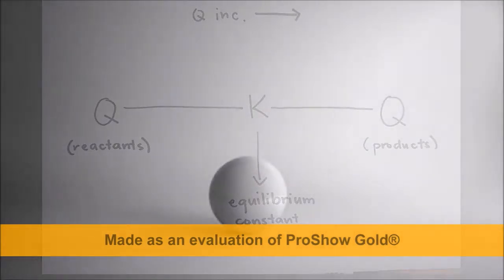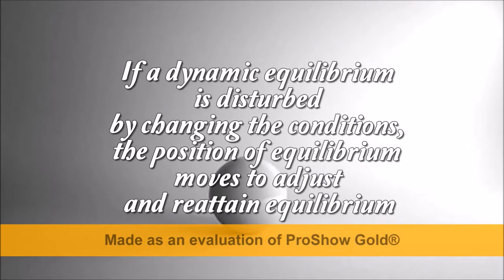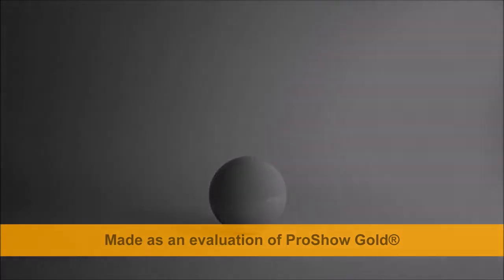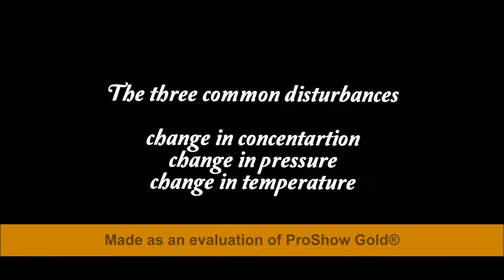In other words, if a dynamic equilibrium is disturbed by changing the conditions, the position of equilibrium moves to adjust and reattain equilibrium. The three common disturbances or changes in conditions are change in concentration, change in pressure caused by change in volume, and change in temperature.